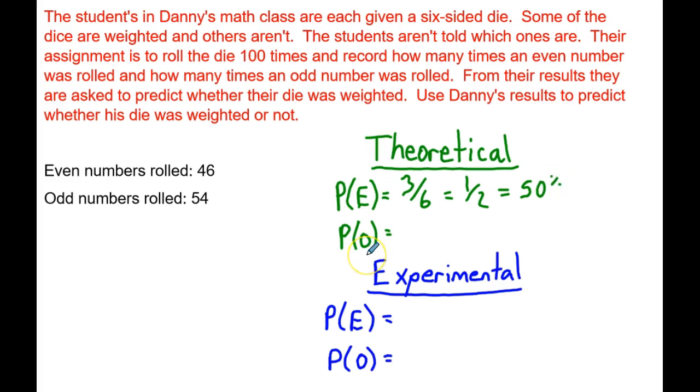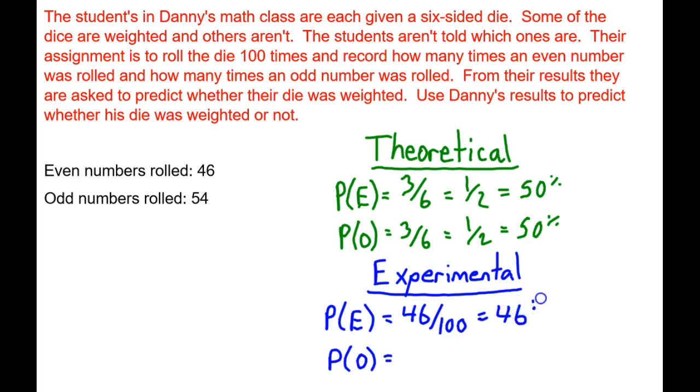Same thing if we're looking at the probability of rolling an odd number. Well, on a 6-sided die, there are 3 odd numbers, which we would reduce to 1/2, which is equal to 50%. So the probability of rolling an odd number or an even number with a 6-sided die is going to be 50-50. Now we want to go through and calculate the experimental probabilities. First, the probability of rolling an even number based on his experiment: an even number was rolled 46 times out of 100 trials, which we could just write as 46%.